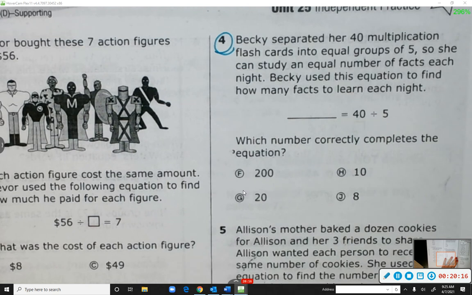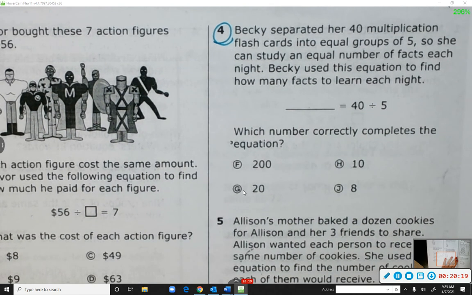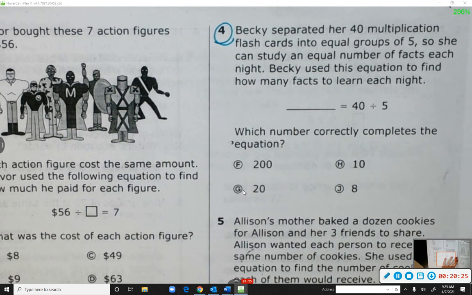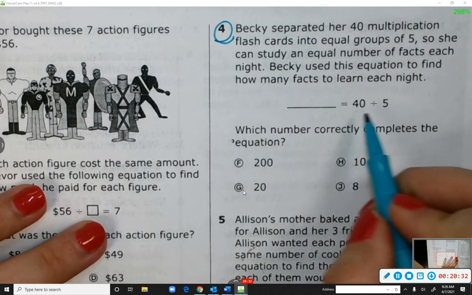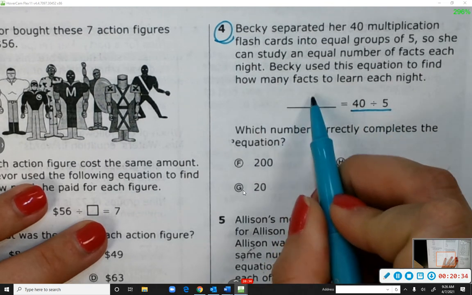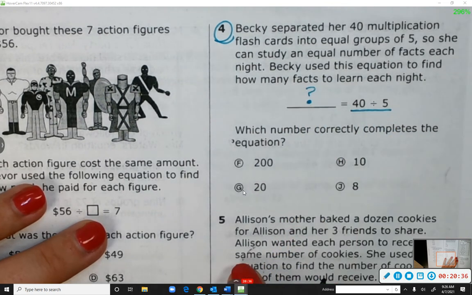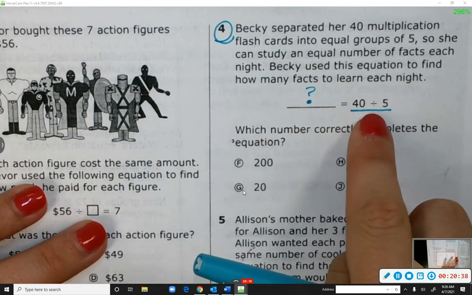Becky separated her multiplication flashcards into equal groups of 5 so she can study an equal number of facts each night. Becky used this equation to find how many facts to learn each night. Okay, 40 divided by 5 equals something. Is this an equation we can work out?